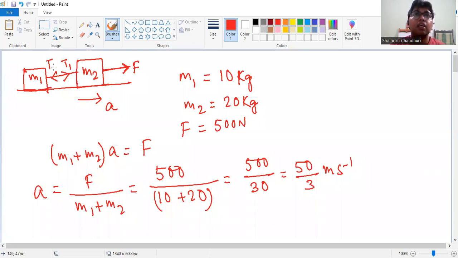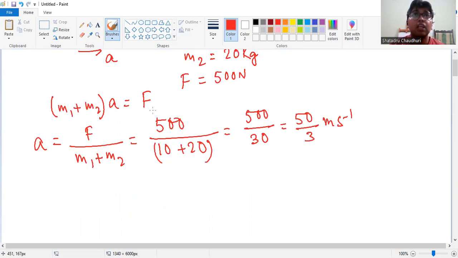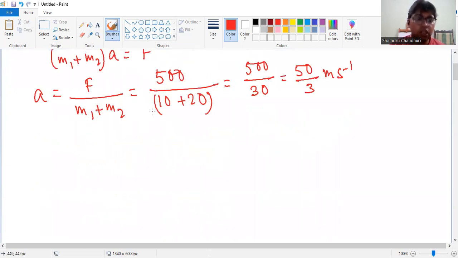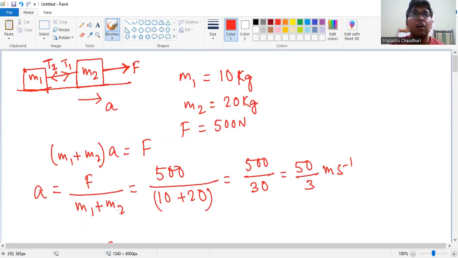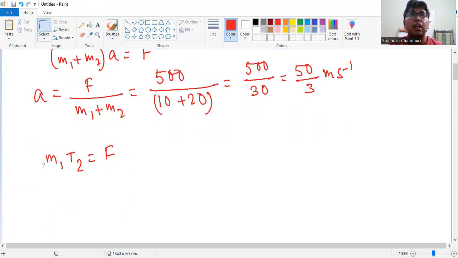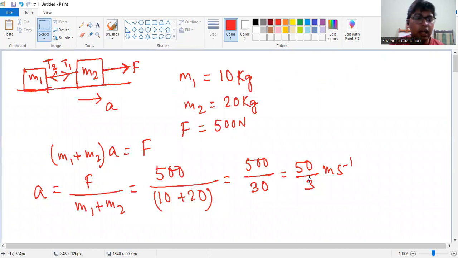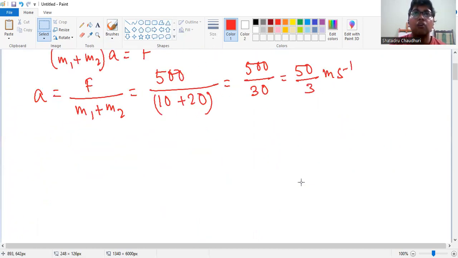And the M1 is experiencing a tension T2. Now, if F is the total force on the body, then I can write M1 into A equals to F. Simply we can write that M1 into A equals F, because here this M2 is moving. Just a second and wait a minute, it was a mistake, sorry. So if we have found the tension, it is 50/3.